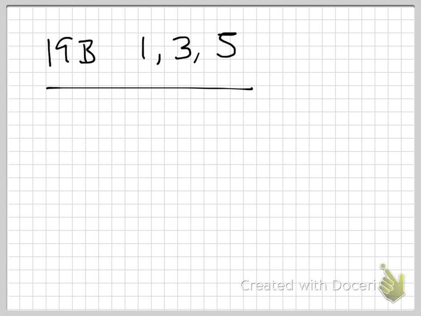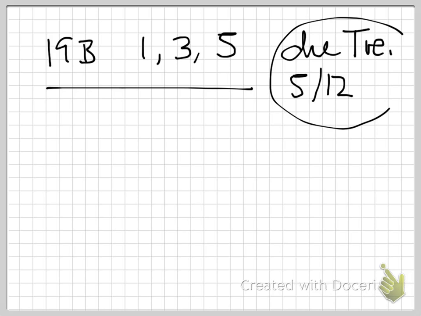Assigned here are the 19B problems 1, 3, and 5. And I guess we'll grade those the day before Judy Chicago, probably. Yeah, so Tuesday. That's the 12th. Okay, so 19B, that's page 703, 1, 3, and 5.